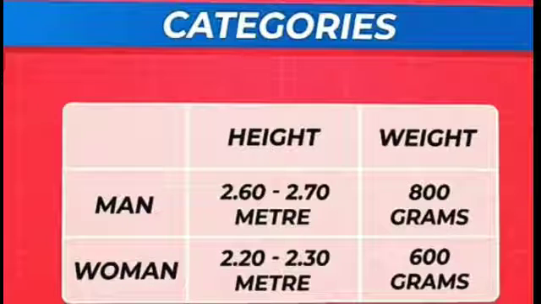Categories: height of javelin for men's is about 2.60 to 2.70 meter and weight is about 800 grams. And for women, the height of javelin is about 2.20 to 2.30 meter and weight is about 600 grams.